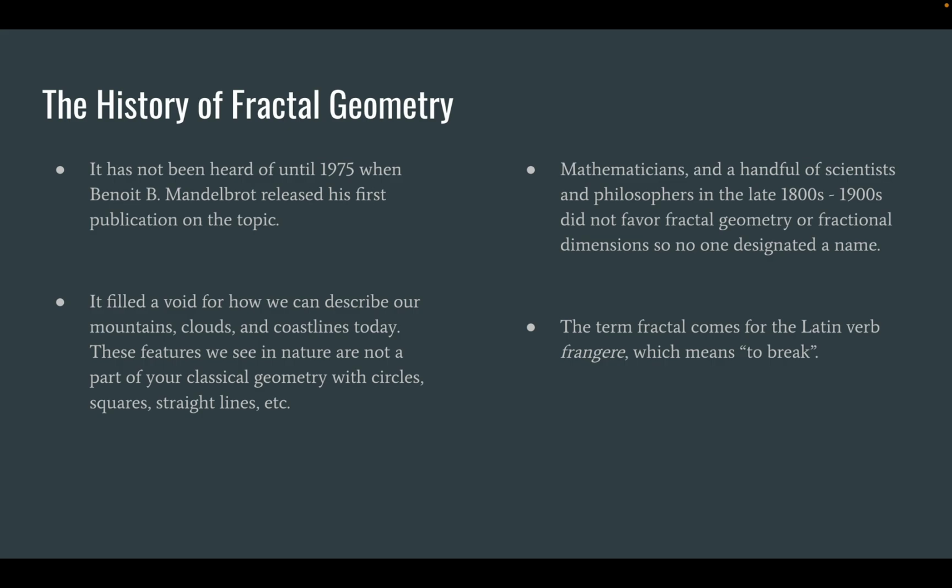It filled a void for how we can describe our mountains and clouds and coastlines today. These features we see in nature are not a part of classical geometry, with circles, squares, straight lines, etc. The term fractal comes from the Latin verb frangere, which means to break. So back in that early time period, when they broke stones, it created irregularities in the stones.